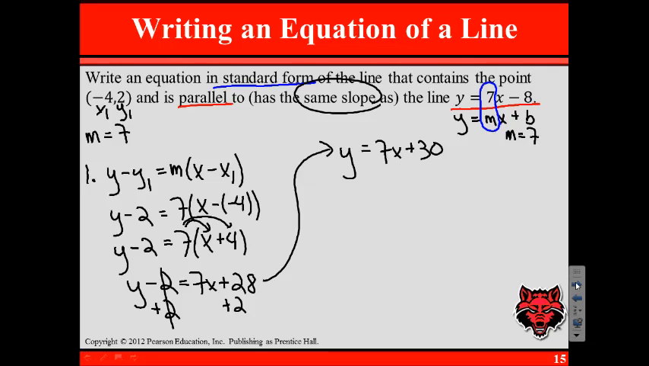Going back to our phrase underlined in blue, we want our equation in standard form, which means x and y on the left-hand side. So we subtract 7x from both sides of the equation. We're left with negative 7x plus y equals 30. And we're finished.